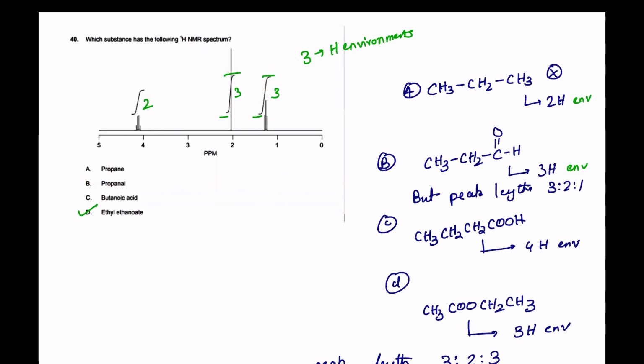Last is ethyl ethanoate. Let's check the hydrogen environments. We have 1, 2, 3. We have 3 hydrogen environments. That's perfect. And if we check the peak length, it should be 3:2:3. That's what we are looking for. 3:3:2 is the same as 3:2:3. Option D, yes, this is the correct answer to this question.